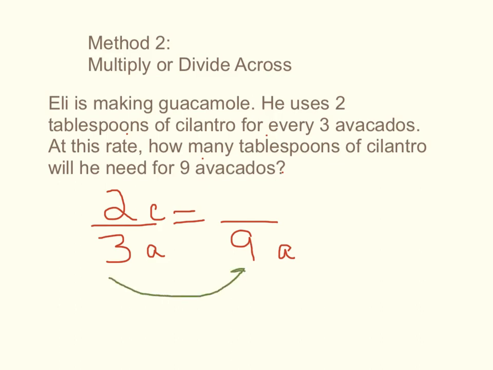3 times what gives us 9? Well, 3 times 3 gives us 9. What we do to the bottom, we do to the top. 2 times 3 will give us 6. So we're going to need 6 tablespoons of cilantro if we have 9 avocados.